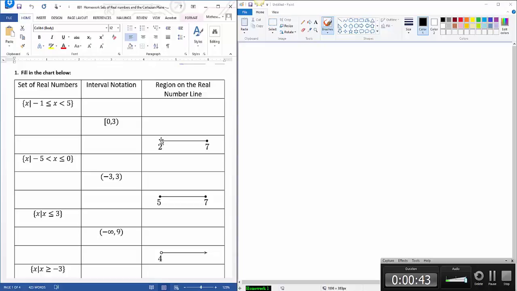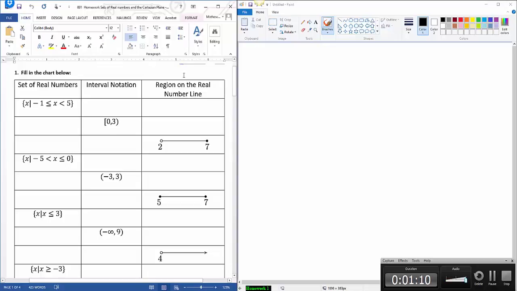For number 1, to fill in the chart, to create the sets of real numbers, we either have it in set notation, which is given here, or we have it in interval notation, or we have this region on the number line, and so it all depends on what we're doing with that. For example, on this first one, it says x is between -1 and +5. What does that look like in interval notation? What does that look like on the number line?